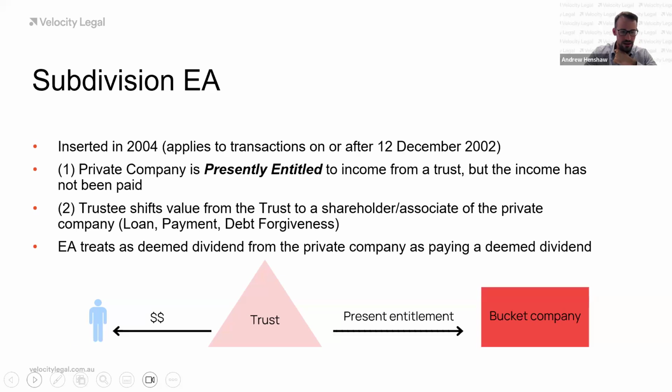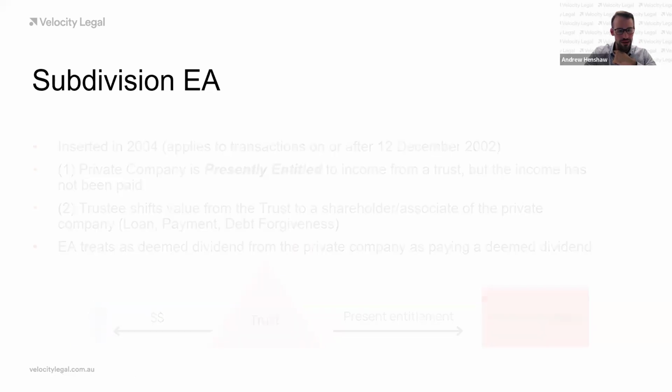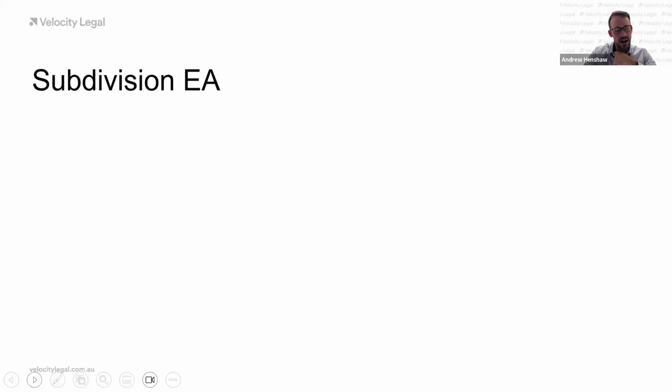Now, you might think, well, isn't this already covered by Division 7A anyway? Because UPEs are part of Division 7A. Now, it's a real vexed question, and we're in a bit of a state of flux with this at the moment because we've got the Bendel litigation, and the outcome of that will determine what work subdivision EA actually does.